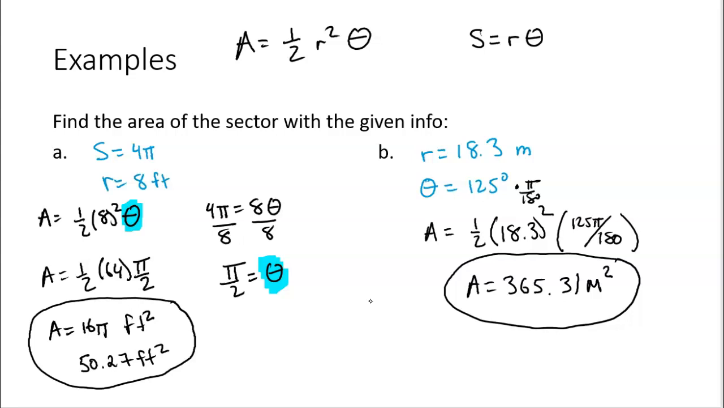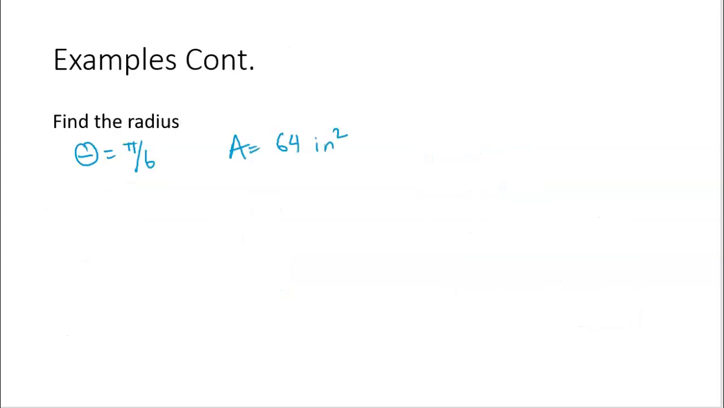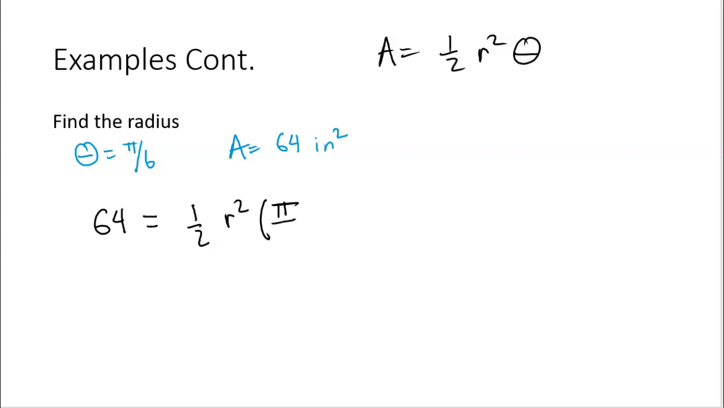Okay, so one made us use two formulas, and the other one we just plugged in as we go. So what happens if I wanted you to find the radius? Let's try a different problem. This time I gave you the theta and the A. A is equal to 1/2 r squared times theta, and we're finding our radius. So let's plug in what we know: 64 inches squared equals 1/2, r squared, times pi over 6.